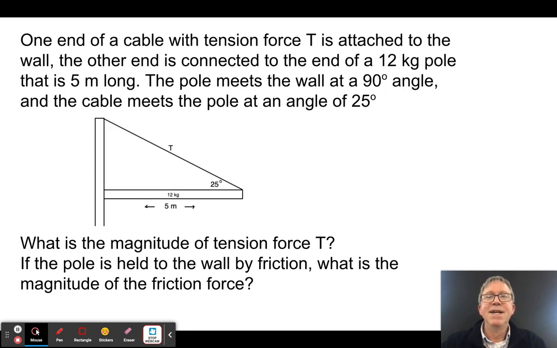Okay, let's keep going here. Here is one they love to ask. They love to ask this one, okay? So what I've got is one end of a cable is attached here, applying tension force T. And the other is attached to the end of this board, this pole. Now, this pole is 12 kilograms of mass and 5 meters long. And the angle this makes to the board is 25 degrees.